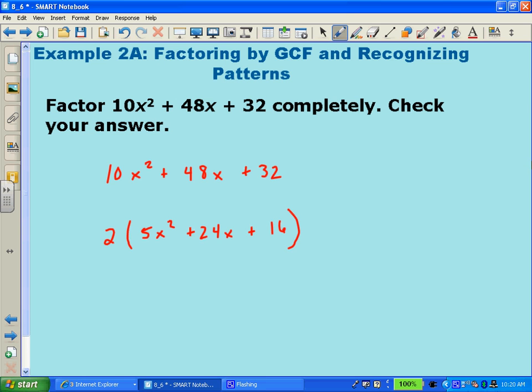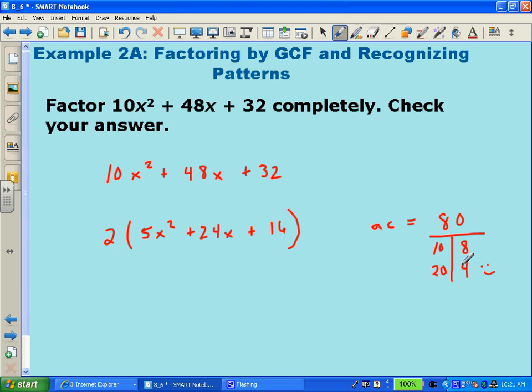Okay. Now you can see here I have a trinomial, and I have a number in front of x squared, so I want to do a times c, so 5 times 16, which is 80, I believe. And then I want to find the factors of 80 that are going to add up to 24. Well, my first thought is 10, 8, but that doesn't work. That only adds up to 18. 16, 5 is obviously a factor, but that's only going to get me to 21. What about 20 and 4?